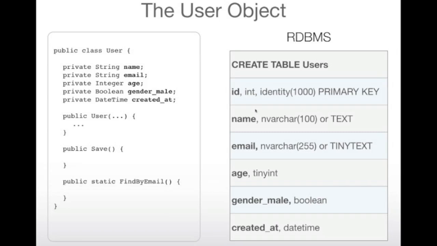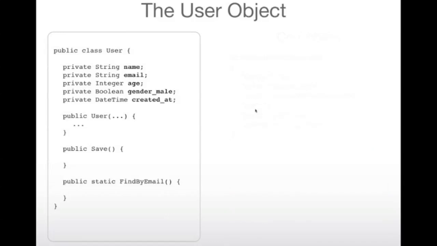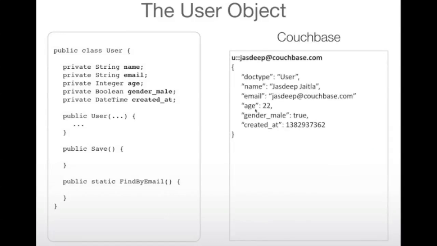So here we have that user class again, and on the right is a representation. Here we have to create this table on the right-hand side that represents the user. All simple data types here. So in Couchbase, this looks like this, right? This is a user document. I'm using the email address as the key, and this is the JSON representation of that same object.